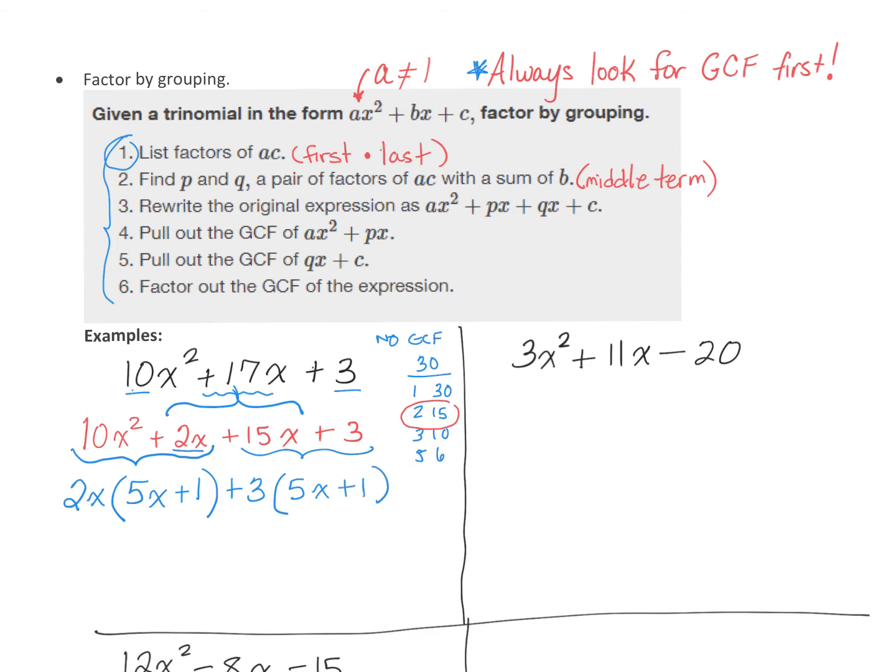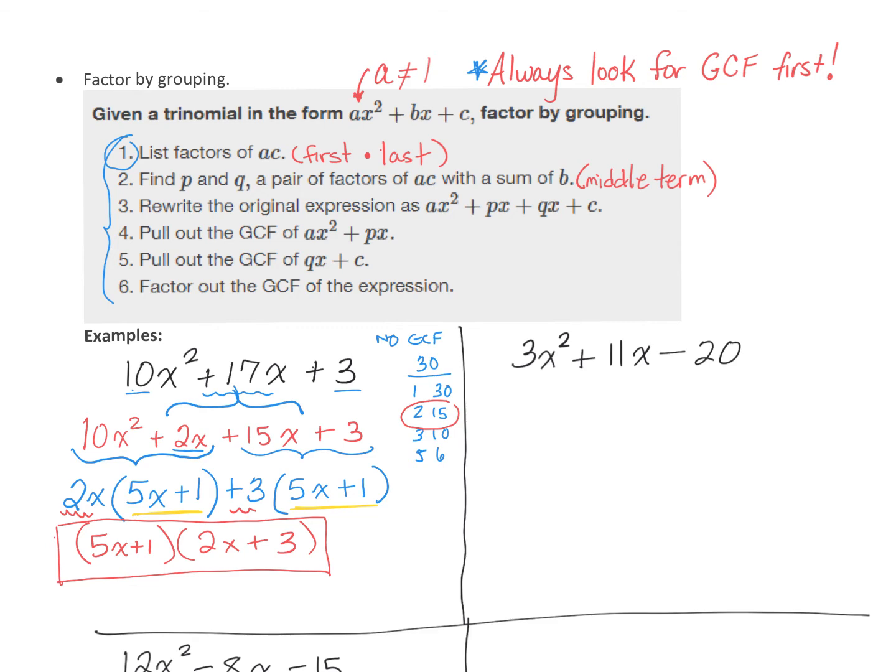And you should notice that 5x plus 1 and 5x plus 1 are the same. So we're going to factor out that binomial, 5x plus 1, and it's going to leave us with 2x plus 3. So here we have our factored form, and of course, as always, we can multiply it out to check. So let's do that a couple more times.